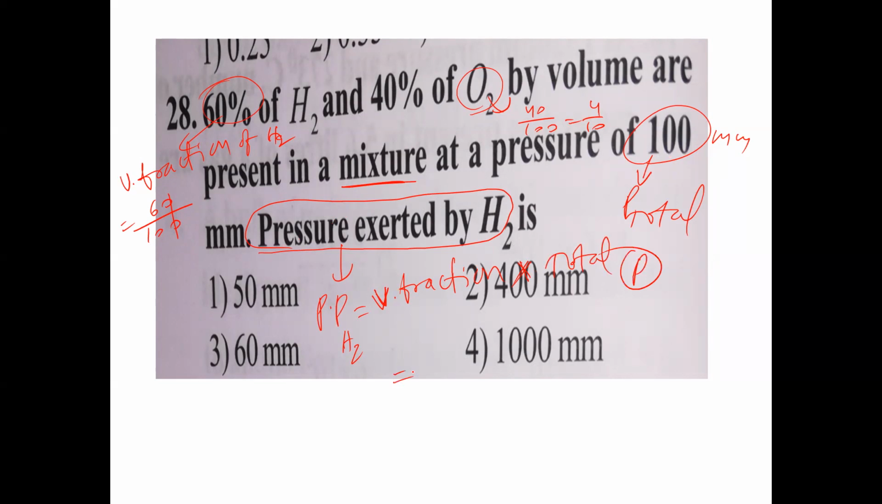Now the volume fraction of H2 is 60%. 60% into total pressure of 100 gives 60 mm, which is the partial pressure exerted by H2 gas. Partial pressure means mole fraction into total pressure. Like that, we can also take volume fraction into total pressure, which is equal to partial pressure. They asked for the partial pressure of only H2. Is that clear? Next.